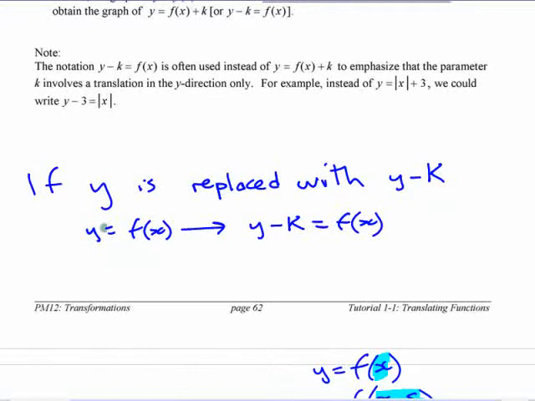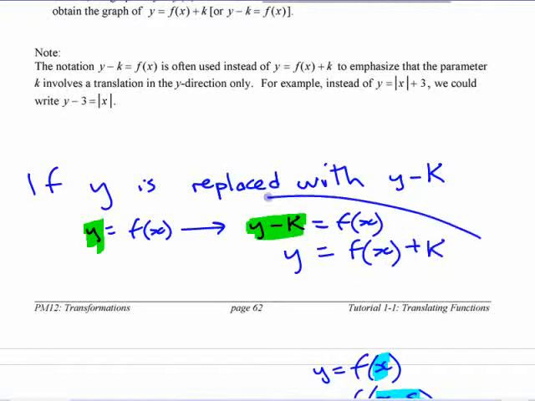So if you change y into y minus k, if you replace y with y minus k, which could be written that way or it could be written with the k on the other side, right? It would be plus k over here. These are the same. Okay? The reason that you might like to do it like this is to emphasize that way of replacing something.